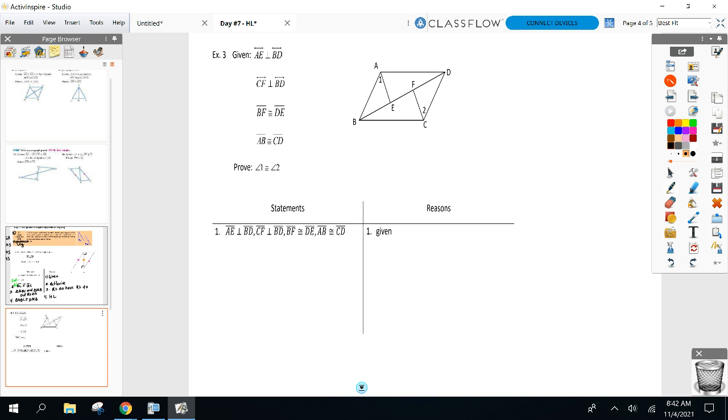Ooh, perpendicular lines, nice. So hopefully we're drawing right angle symbols here at CF and BD here. Oh, this is, wow. I really gave it to you on this one. BF is congruent to DE. Woohoo! And AB is congruent to CD. Got it.